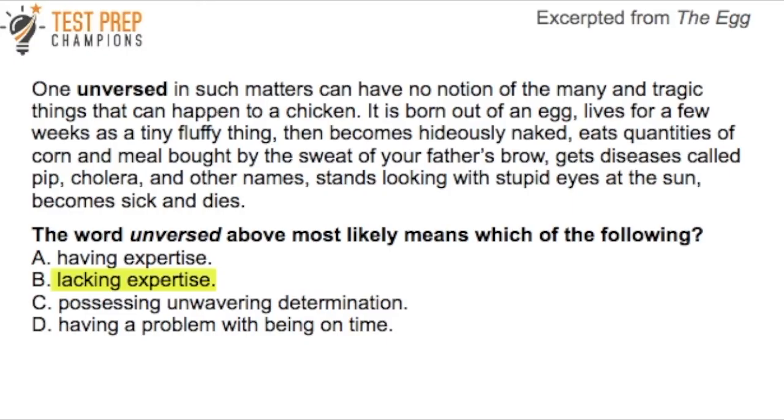And one trick you can sometimes do is, instead of reading this word unversed, you can reread the sentence in your head but plug in an answer choice. So you could say, lacking expertise in such matters can have no notion of the many, and just see if that sounds right. Sometimes by doing that, the correct answer will jump out at you. So B, at any rate, is the correct answer.